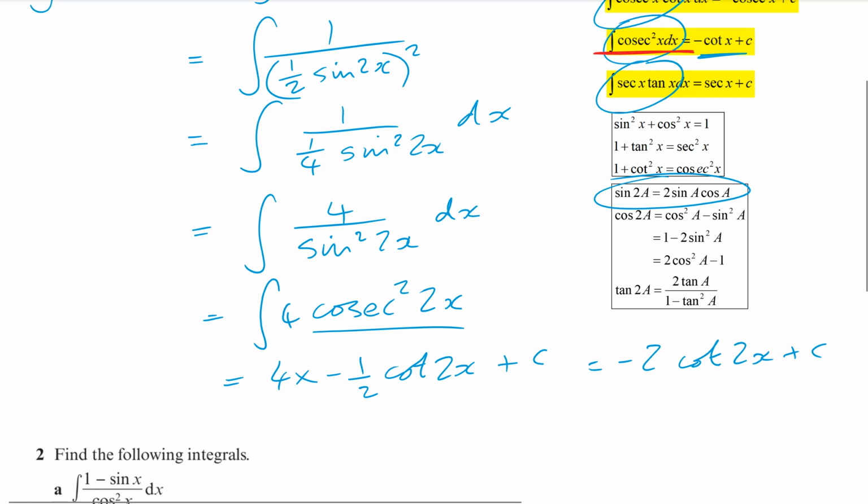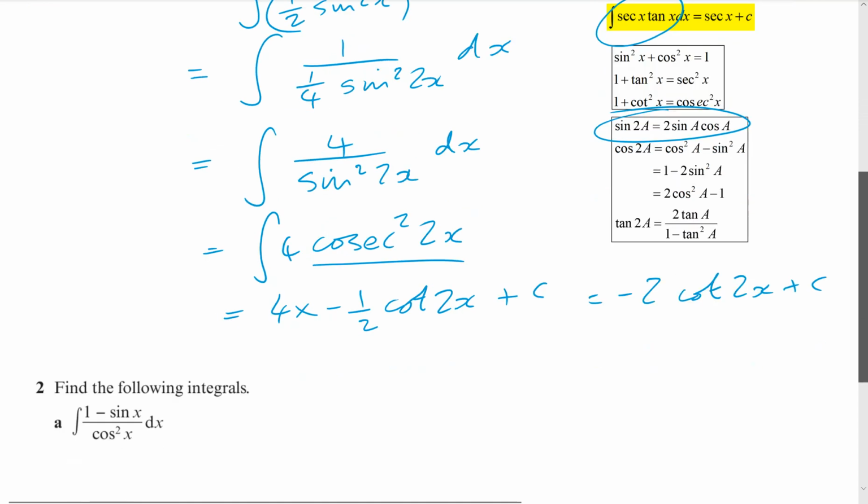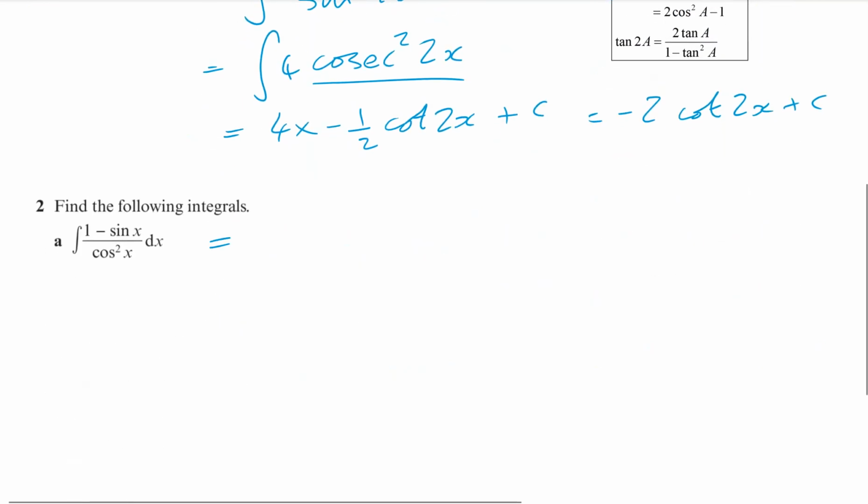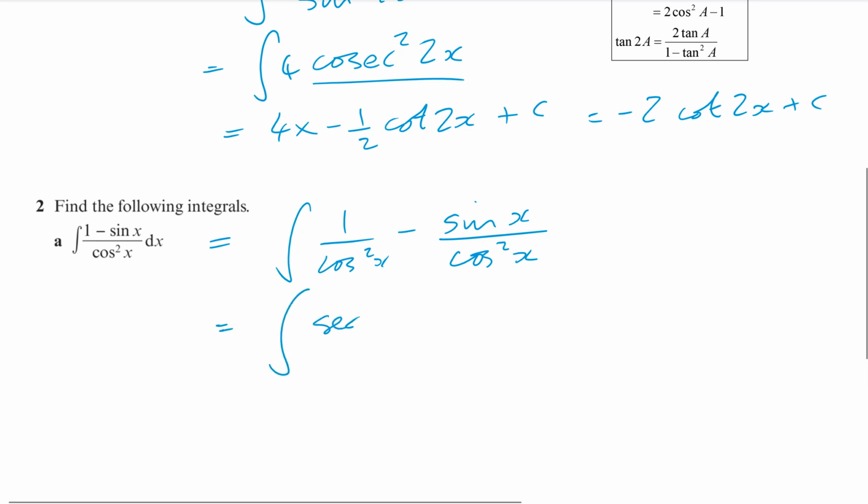Let's just do one more question from exercise 11c. Let's do 2a. So this one, I think I would start by splitting this up into separate fractions. So it's 1 over cos squared x minus sine x over cos squared x. The reason that's helpful is because this is going to give us a sec squared x, which is easy to integrate. It's just tan, and this doesn't look very easy to integrate until you realize that that is going to give you sec x tan x. So sec x tan x.